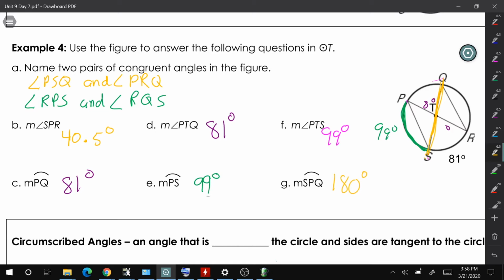Okay, so the main thing that you have to differentiate between is the central angle and the inscribed angle. The central angle and the arc angle are equal. That is why that arc PS was 99 degrees. That made angle PTS also 99 degrees because that is a central angle. Now the inscribed angle is half of that measure. That is why angle SPR right up here is half of this measure, 81. That's how we got 40.5.